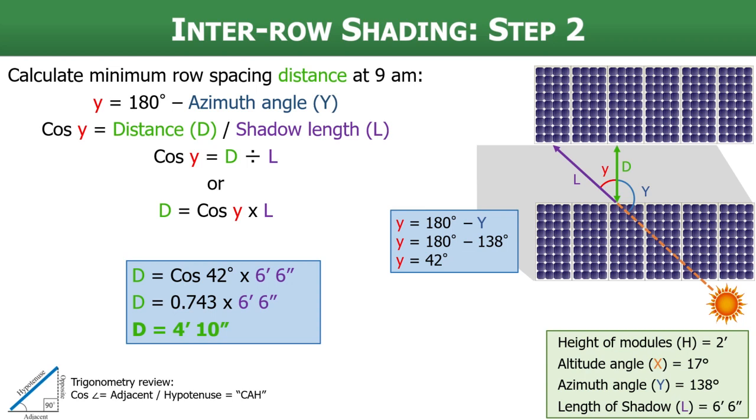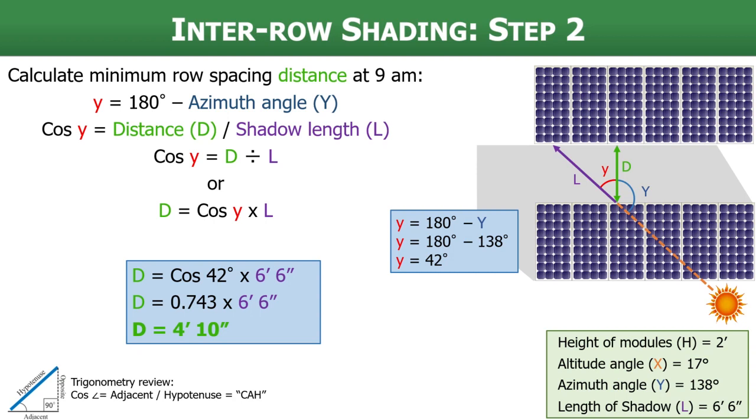Cosine of 42 degrees times 6 feet 6 inches, or 0.743 times 6 feet 6 inches, gives us a distance between rows of 4 feet 10 inches. I hear you. There's a lot of trigonometry here, but it's pretty simple. And really, you don't have to fully know trig, just have to know what values to plug in. So again, I hope I walked you through that.